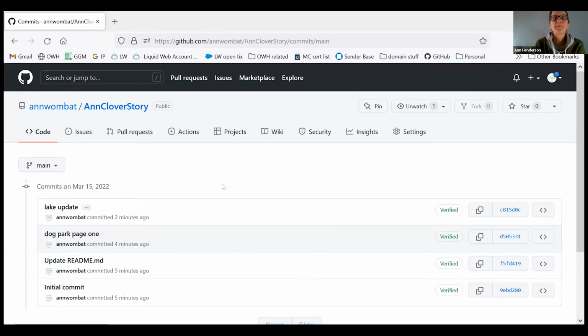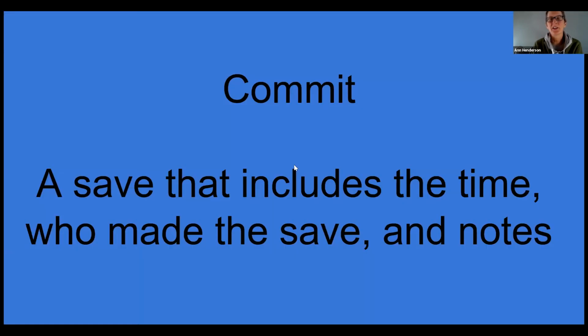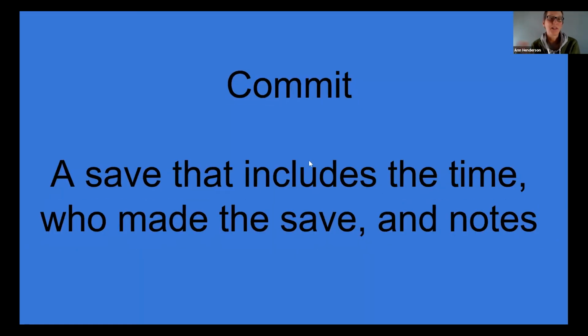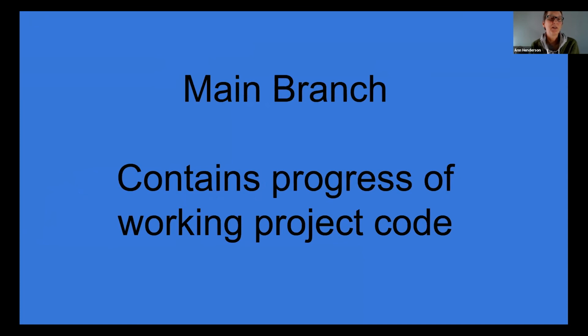So I'm just going to go back now, and we're going to go over a couple of terms, and then we're going to see if anybody has any questions. So let's go back to commit. Remember, that's just a save where you're including all that stuff about the commit. And then there was the main branch, and I was drawing on the whiteboard, and I was showing you that's the line of progress of your code or your story.